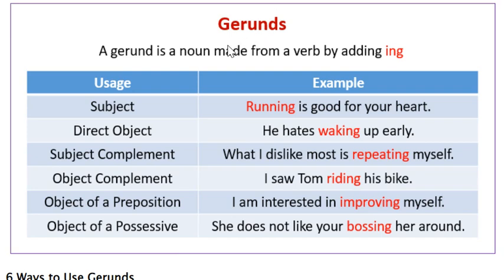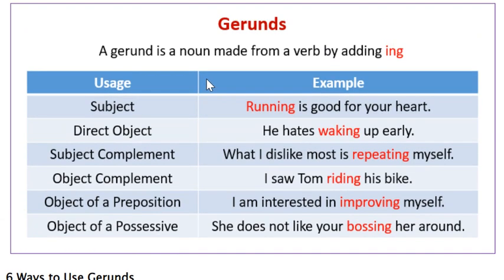Gerunds. A gerund is a noun made from a verb by adding ing. When the verb adds ing, it becomes a gerund. So a gerund is a noun.